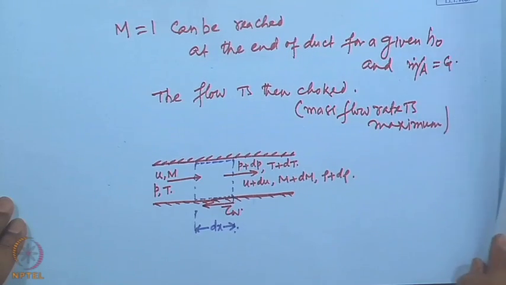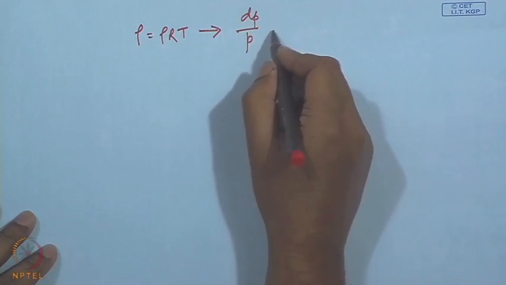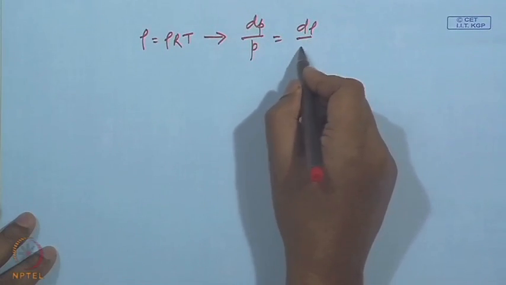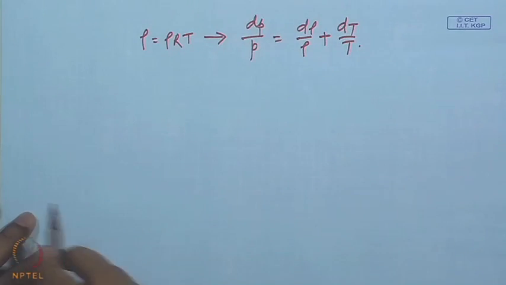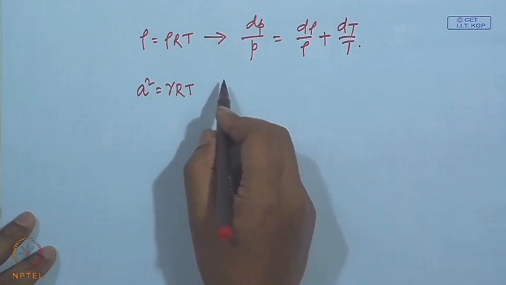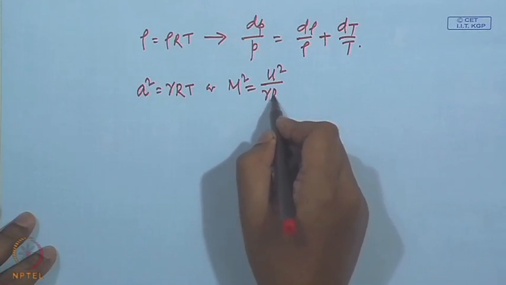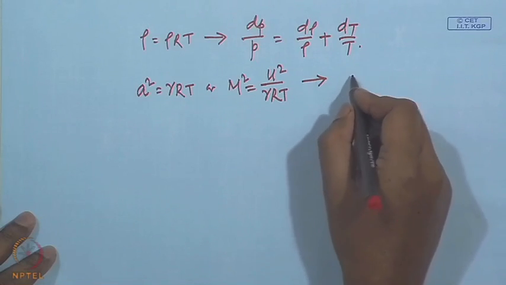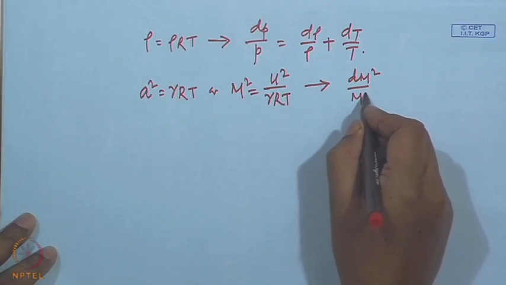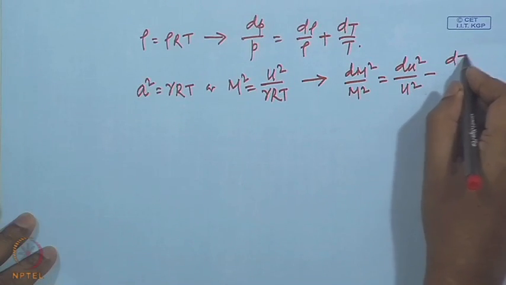Now, writing the appropriate relations for this, we have from the equation of state P equal to rho R T, or in the differential form, dP by P equal to d rho by rho plus dT by T. We defined the speed of sound, and the Mach number M square equal to u square by gamma R T, which gives us d M square by M square equal to d u square by u square minus dT by T.